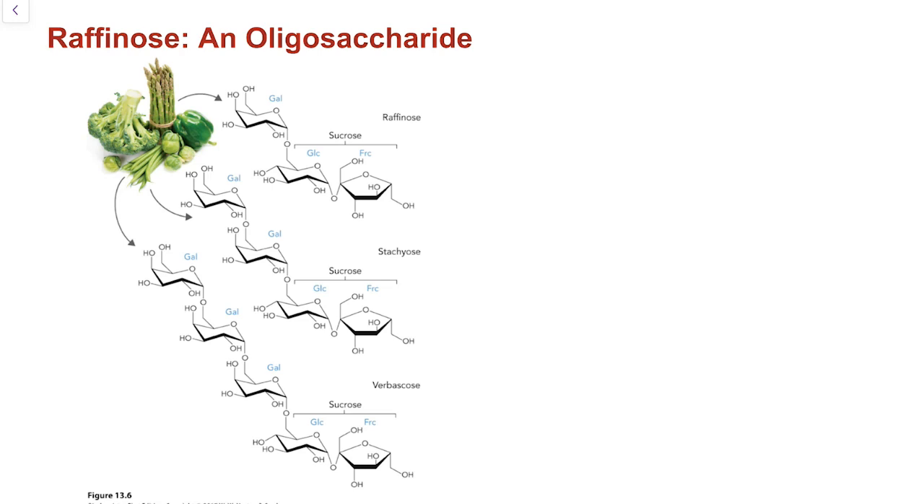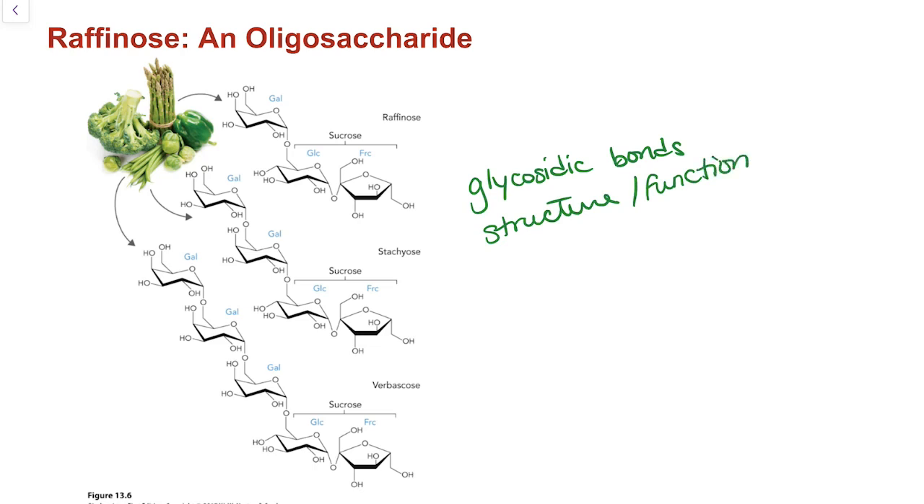All of these are what we call hetero-oligosaccharides, in that they are not repeating units of the same individual monosaccharide. Verbascose has one more galactose than stachyose, and stachyose has one more than raffinose. If you notice again, the glycosidic bonds become really important in the structure as well as the function of our oligosaccharides.